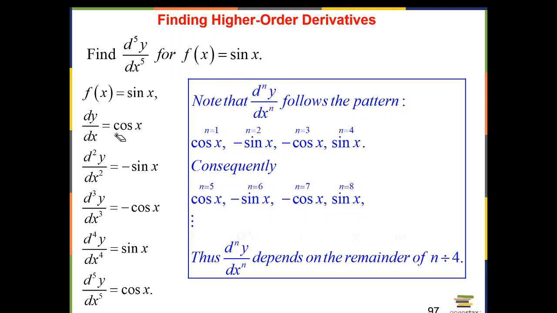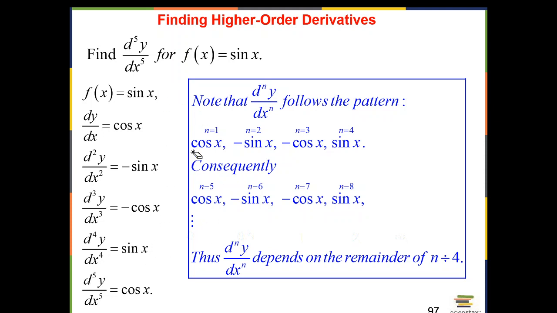Well, the first derivative is cosine, and the second derivative would be the derivative of cosine, which is negative sine. Third derivative is the derivative of this, which is negative cosine. The fourth derivative is negative of negative sine, which is sine. So it looks like we went back to what? Where we started.